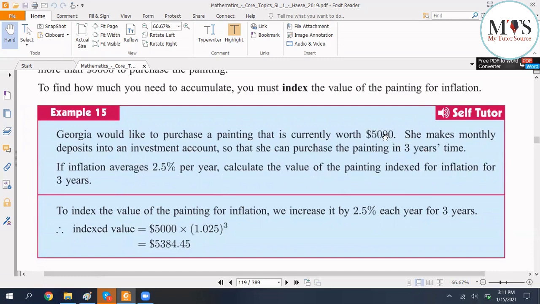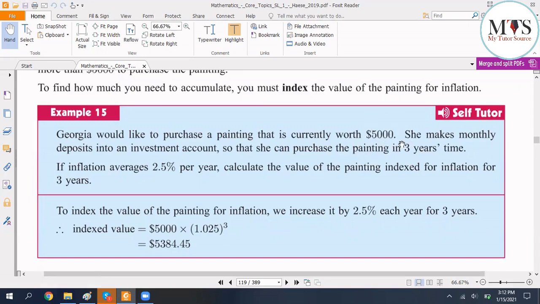Now, do you know what inflation is? I think it's when the price increases. Yeah, increases. Okay. So this amount is not adjusted according to the inflation that's going to happen in 3 years' time. For example, you're buying something right now for 5,000, but you don't know if inflation is going to happen in the near future and what's going to be the rate and all of that.